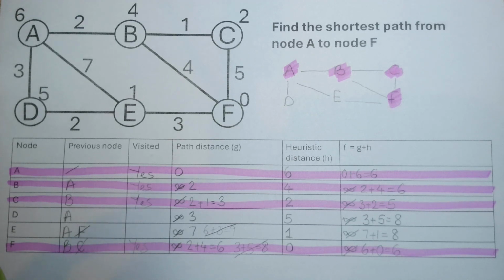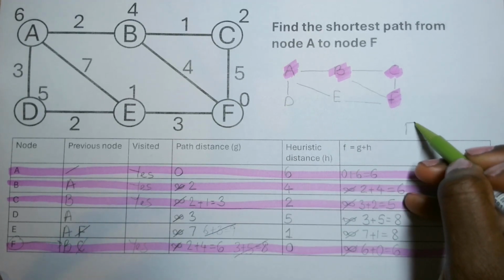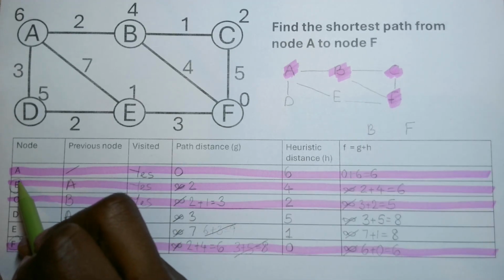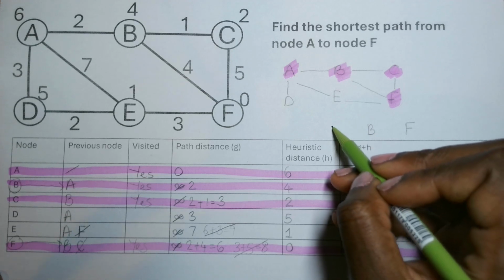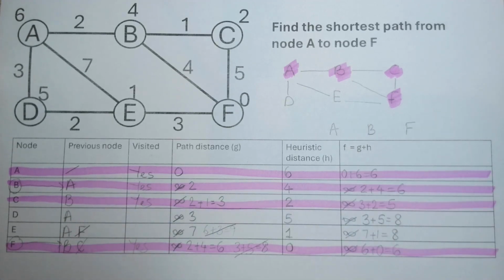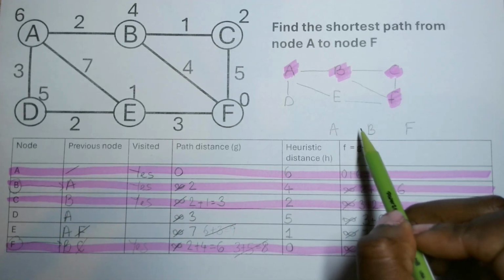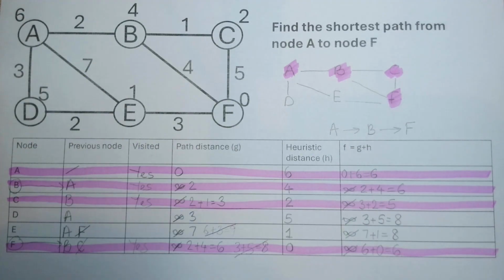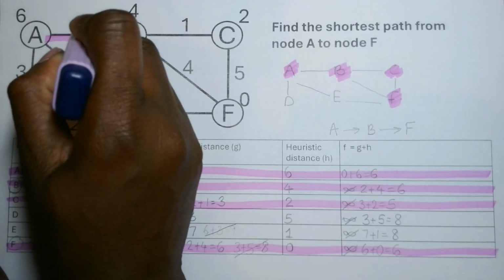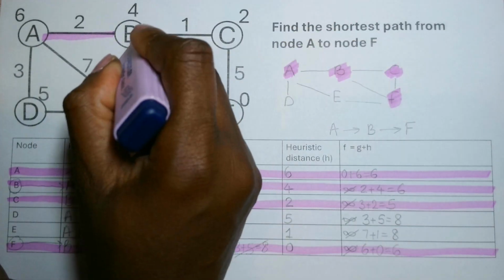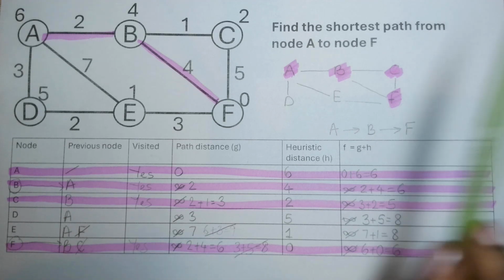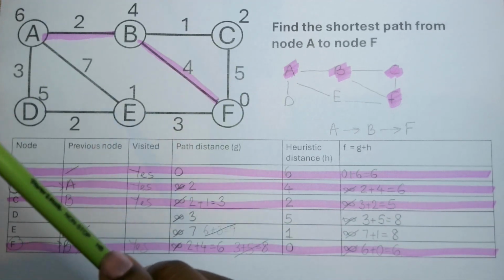F is going to B. So the previous node to F is B. And the previous node from B is A. So our shortest path is A to B and B to F. If we look, A to B, B to F has a weight of 6, which is smaller than any other path.